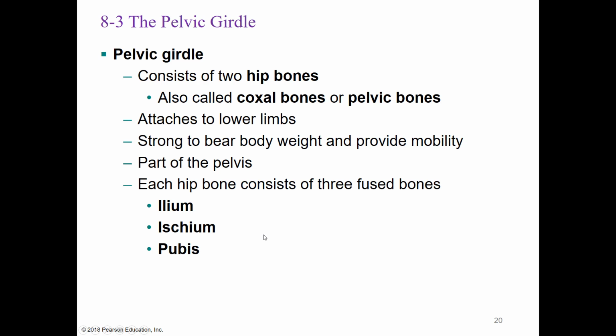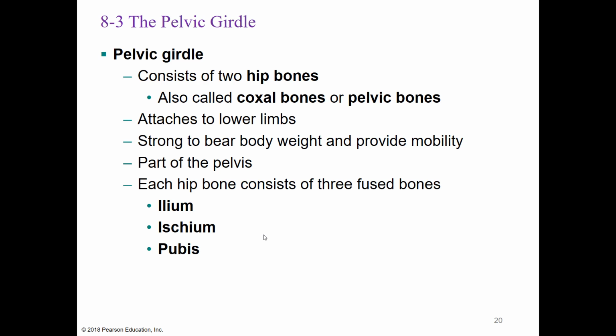Next we have the pelvic girdle. So the pelvic girdle is what is going to attach the legs to the core or axial skeleton. And it consists of 2 hip bones, also called coxal bones, pelvic bones, os coxa as well. It attaches to the lower limbs and is very strong so that it can bear your weight and give you mobility. It's part of the pelvis, but it is not the same thing as the pelvis.